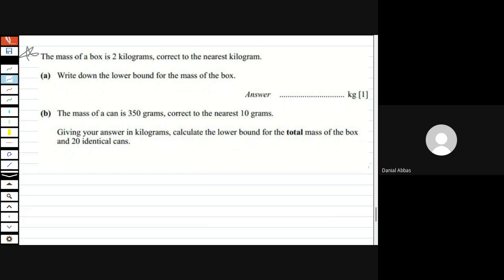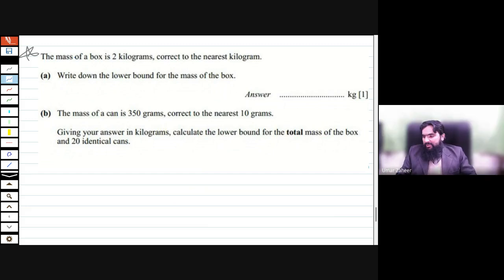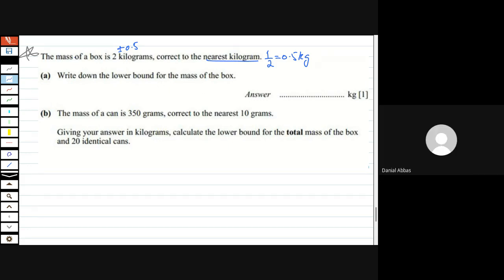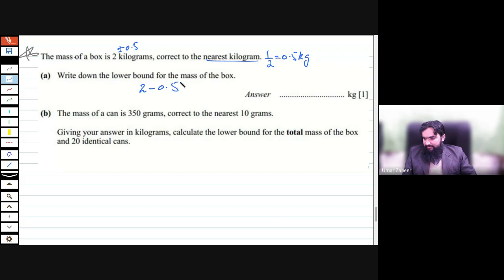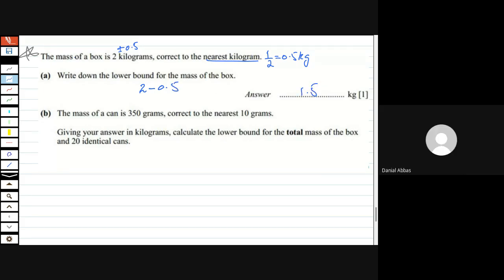Yes. Okay. Now we have the mass of the box is 2 kilograms, correct to nearest kilogram. So 1 divided by 2, that will be 0.5 kilogram, so plus minus 0.5. Write down the lower bound for the mass of the box. Yes, Daniel, what is the lower bound of mass of box? Lower bound would be 1.5. 2 minus 0.5. The final answer will be 1.5 kilogram.